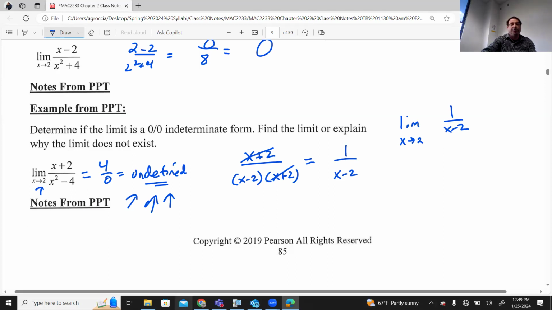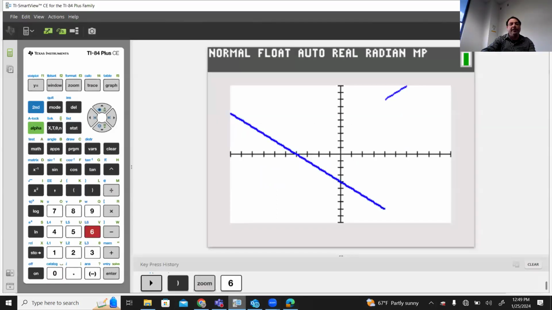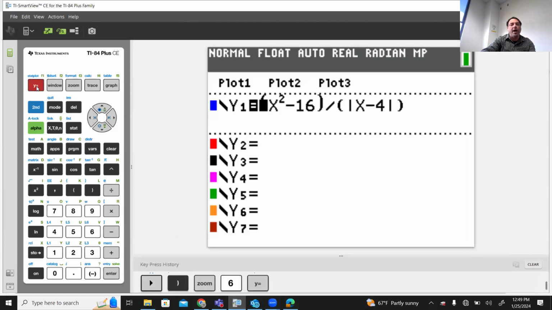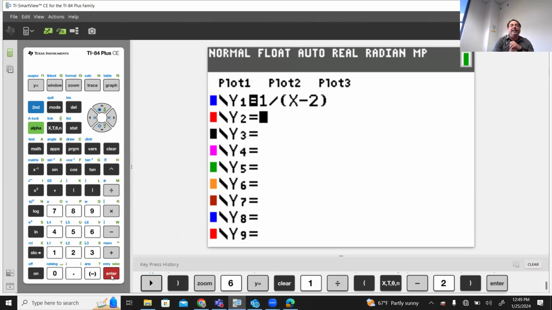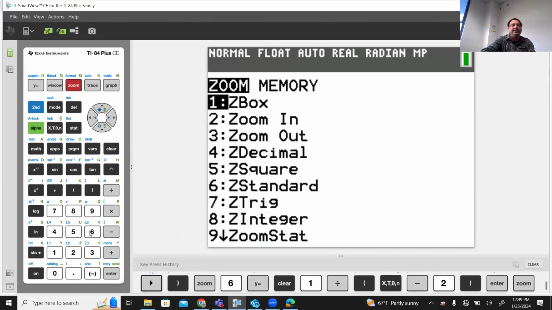So we go to the calculator. We go to y equals. And we're going to put 1. Again, be careful you type it in correctly. This one ends up being 1 divided by parentheses. Without the parentheses, it will be something else. X subtraction, not negative, subtraction 2. We're going to keep it in a normal window. Zoom 6.